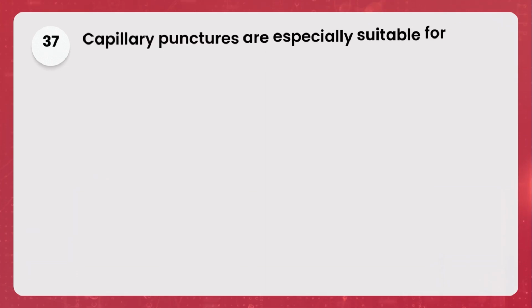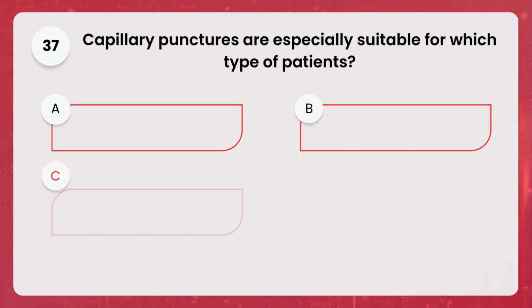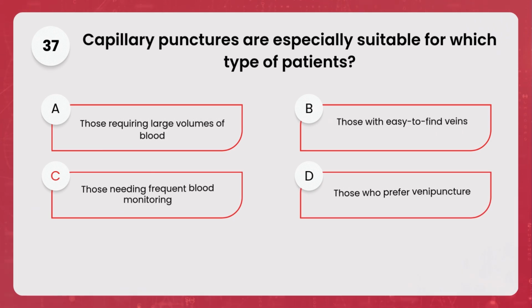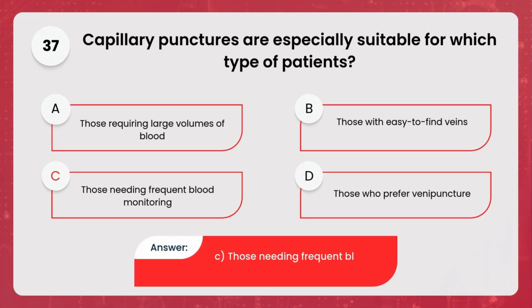Number 37. A, those requiring large volumes of blood, B, those with easy-to-find veins, C, those needing frequent blood monitoring, or D, those who prefer venipuncture. The answer is C, those needing frequent blood monitoring.